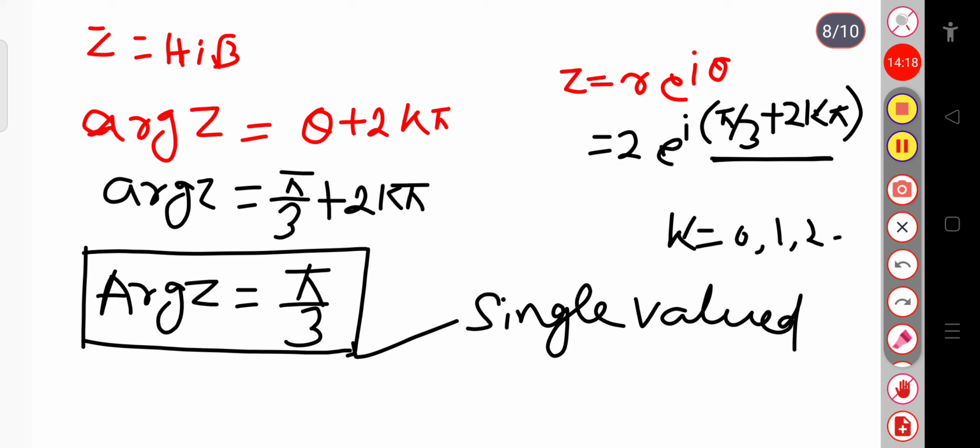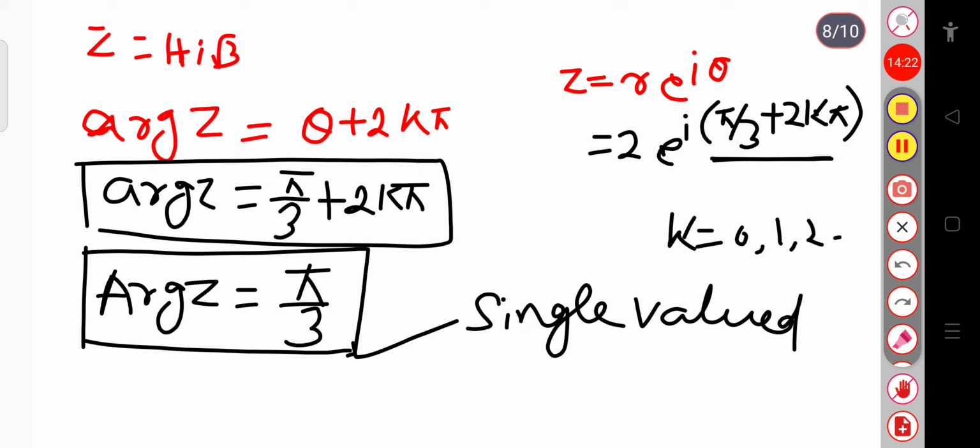That value is pi by 3, and the small argument of z has many values, that is plus 2k pi, meaning here you can put the value of k equal to 0, 1, 2 and so on. So, it is a multi-valued function, we have already discussed it, okay, and its unit is radian. You have to write this as argument of z equal to pi by 3 radian.